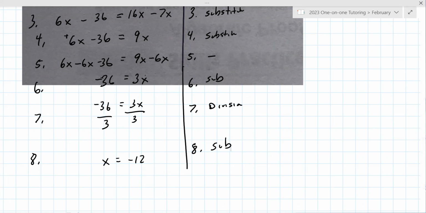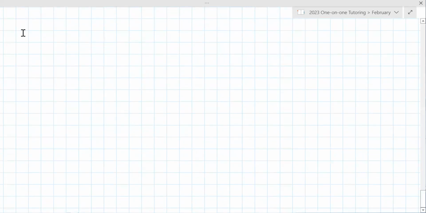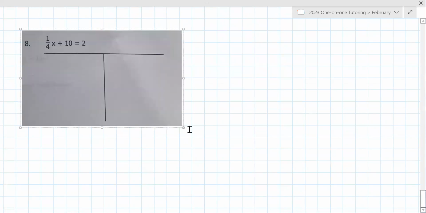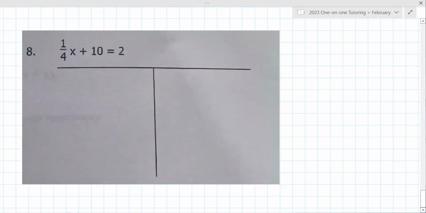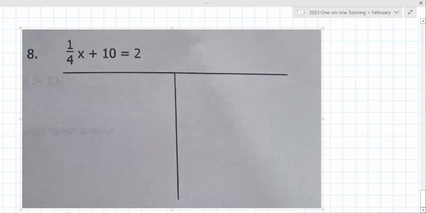Okay, so let's move on to the next one here, number 8. Last one here. Actually, this one's pretty short relative to the others. Okay, here we go. We'll write it down as a given: 1 over 4 x plus 10 equals 2. That's given.